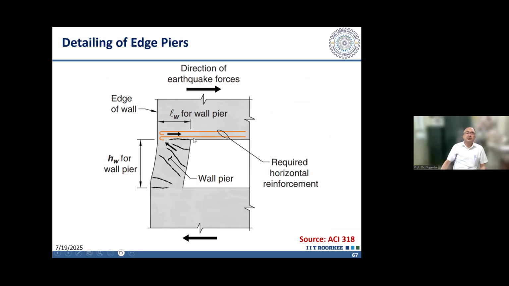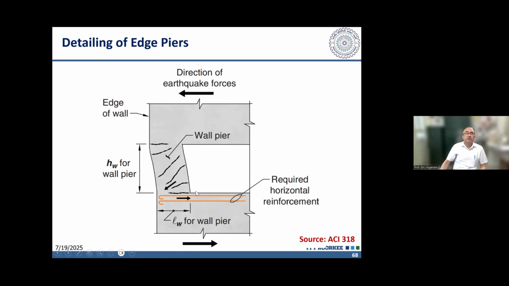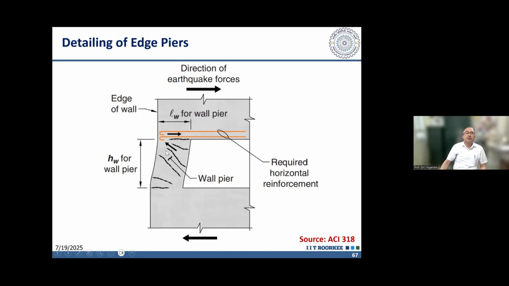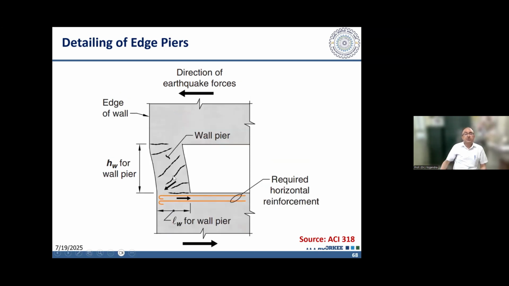And this will be transferred to this edge pier through this horizontal reinforcement at top and also this horizontal reinforcement at the bottom. So when the force is transferred from the upper portion of the wall to the edge pier, then this reinforcement is required. And this reinforcement should be adequate to transfer that shear capacity of this edge pier into the shear wall. Similarly, in the bottom portion also, this reinforcement should be adequate to transfer the shear force developing here into the remaining shear wall.